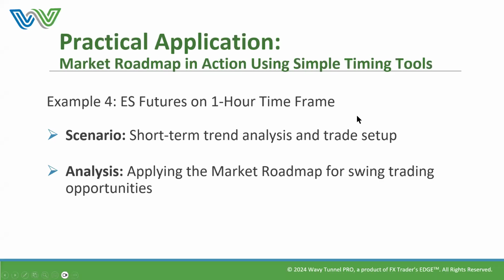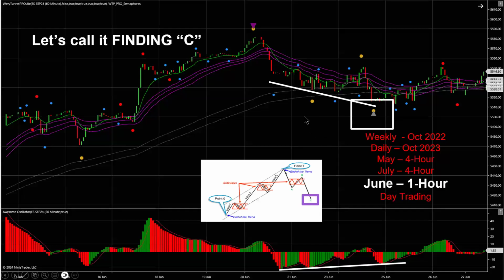Now let's look at the short-term trend analysis and trade setup, looking at the 1-hour time frame and apply the market roadmap for swing trading opportunities. In June, look at the pattern, same pattern. The wave is above the tunnel and you have the purple arrow, and then we have a purple, yellow, yellow, gray. This is a beautiful pattern. It took us a while to get going, but this was a gorgeous pattern.